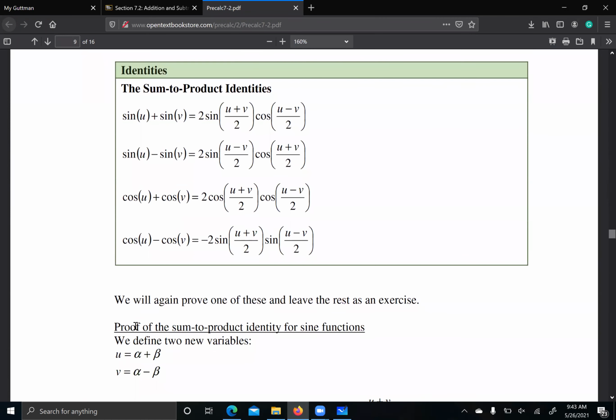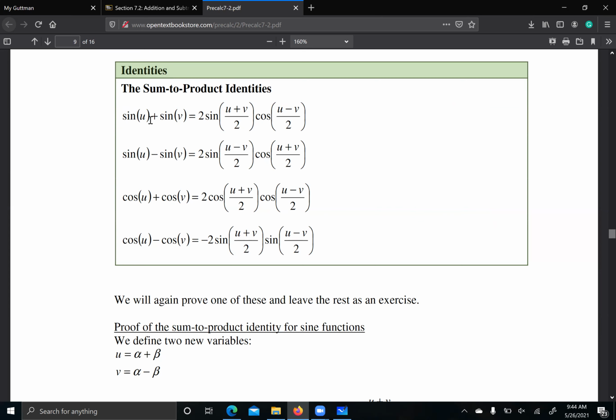Another set of identities is the reverse, so going from summation to product. So suppose you have a summation of two trig functions. For example, a summation of two sines or difference of two sines, a summation of two cosines or difference of two cosines, and then we want to express it as a product. For example, suppose you have the summation of sine of two angles. It can be written as 2 times sine of, what is the angle here? It's the average. Take the average of those two angles times cosine of the difference divided by 2.